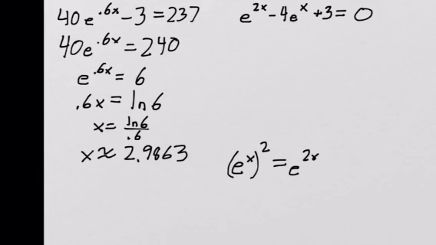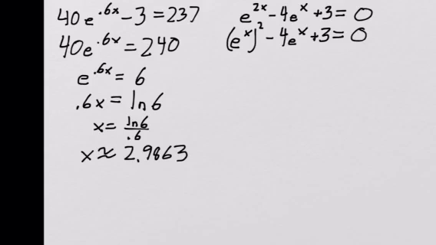So I'm going to go ahead and apply that here and rewrite this equation as (e^x) squared minus 4e^x plus 3 is equal to 0. So you use that little fact, and we can now see that we have a quadratic equation in the variable e^x. And this one is relatively easy for us to factor.